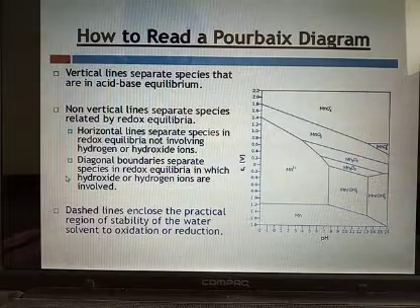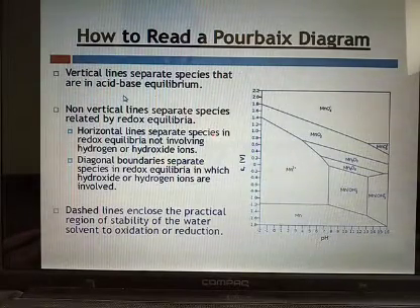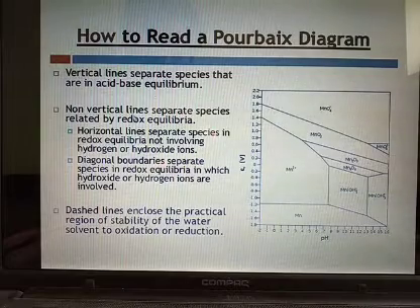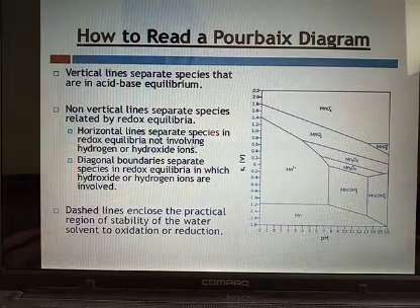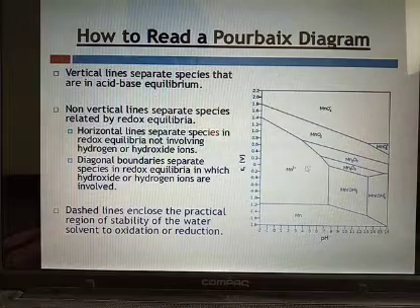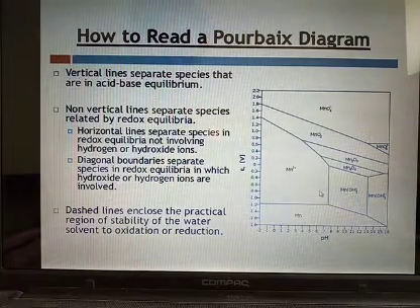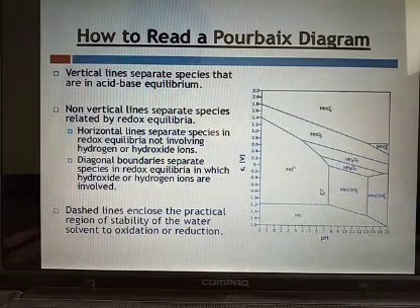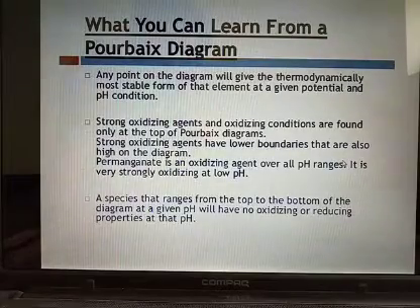So how do we read this Pourbaix diagram? Vertical lines separate species that are in acidic medium from basic. Horizontal lines separate species in redox equilibrium not involving hydrogen or hydroxide ions. Then we should see some diagonal lines here. Once again from this we can determine the stability of the oxidation state. There are also dashed lines enclosing the region of stability of water, the solvent, against oxidation and reduction.